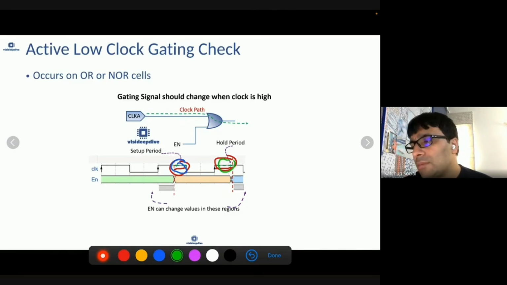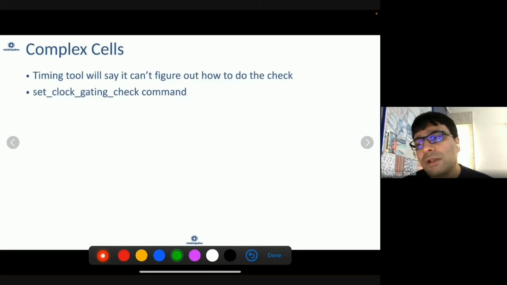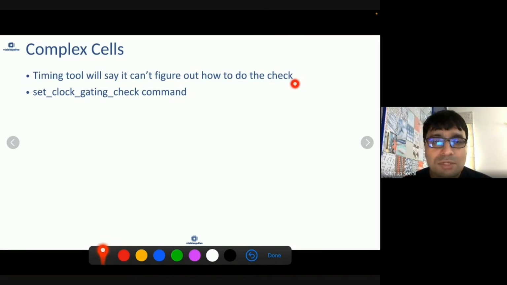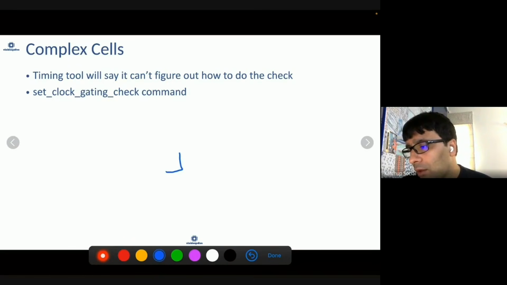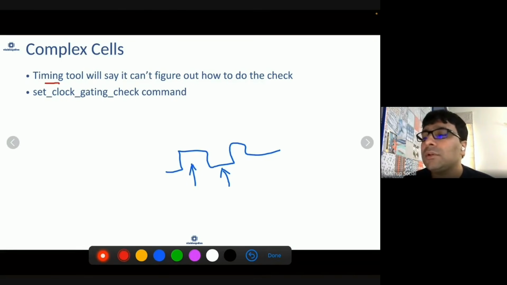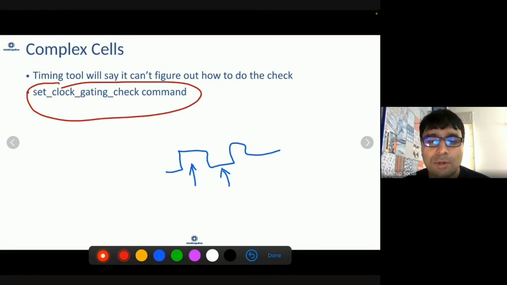Now, sometimes it's some other cell, other than NAND or OR, and then the tool will issue a warning that it can't figure out how to do this check, and users can specify what exactly check has to be done using the set clock gating check command. So the tool will warn you that it's a complex cell for it. It cannot figure out whether it should be doing the check with respect to the clock high period or the clock low period. So you have to tell that using the set clock gating check command.